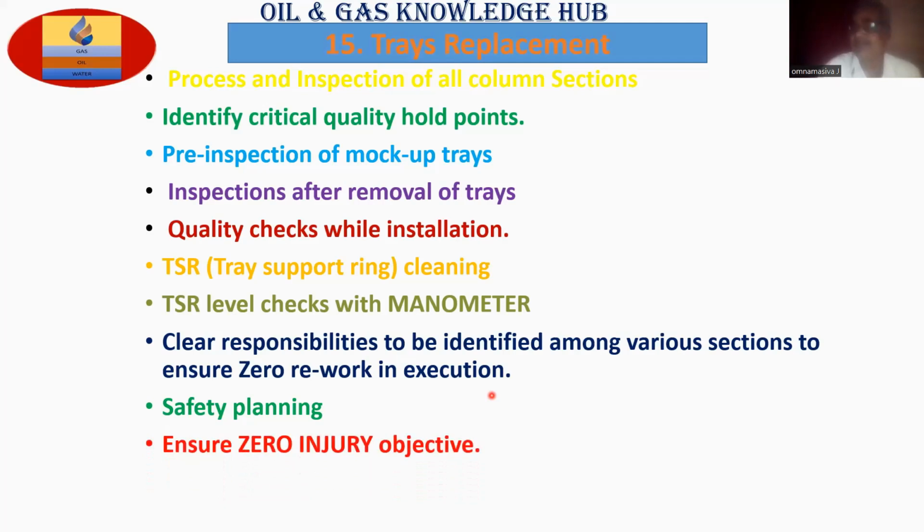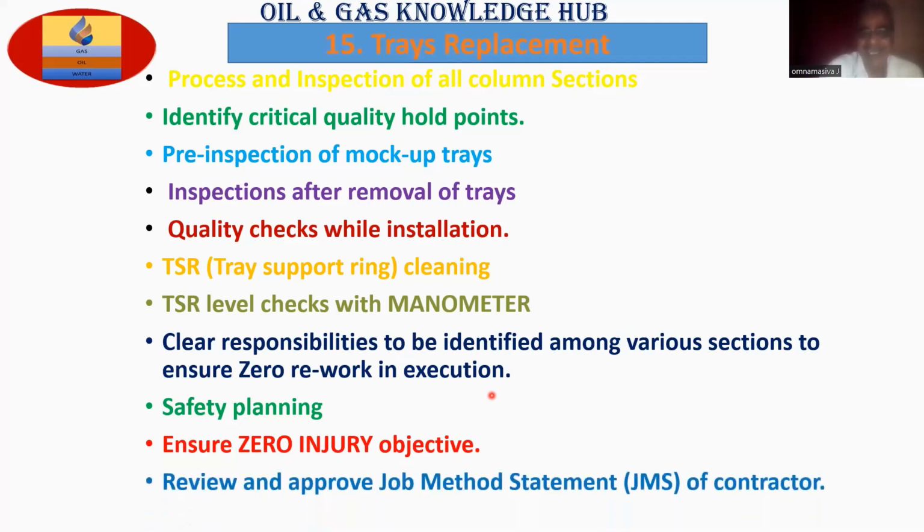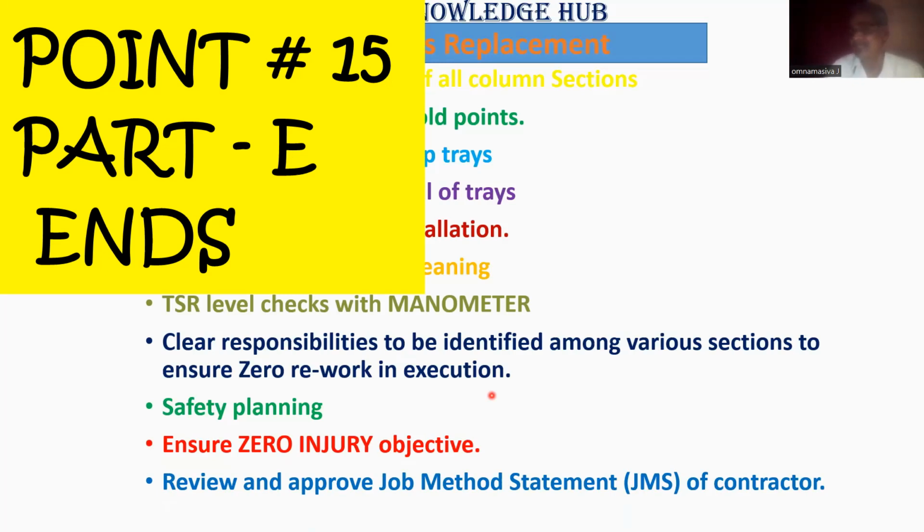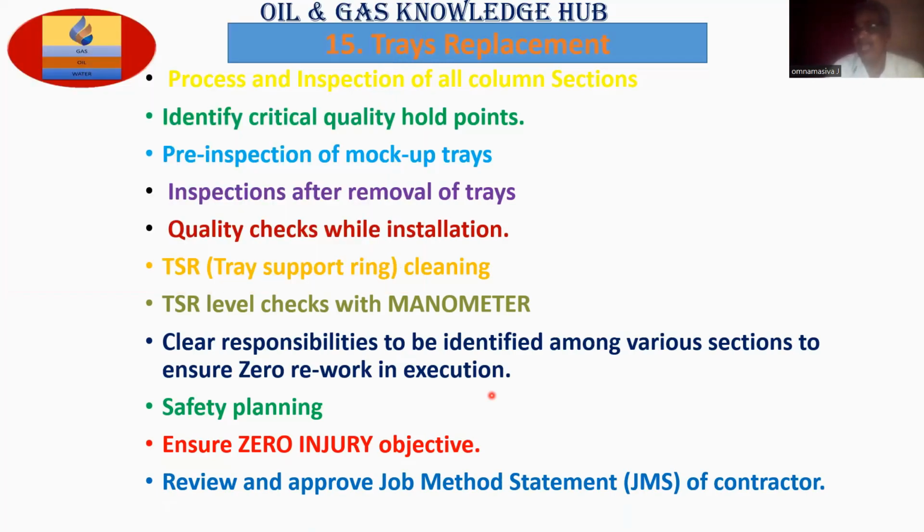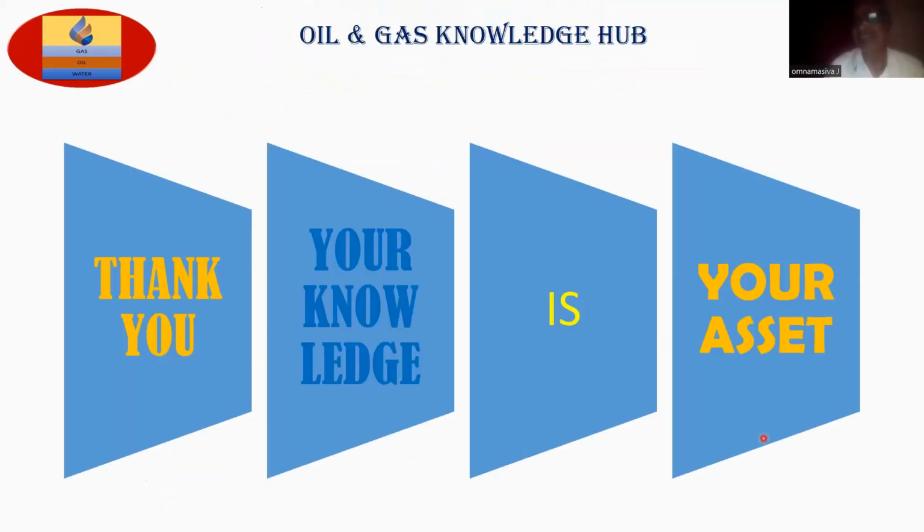Ensure the zero injury objective. This is most important, my friends. Don't get any injuries. Review and approve the job method statement of a contractor. If you are deploying a contractor to carry out the job, give him the task to write the job method statement. You review that and compare with the SOP. If it is in line with the SOP, accept it. If it is not in line with the SOP, ask him to prepare the JMS in line with our SOP.